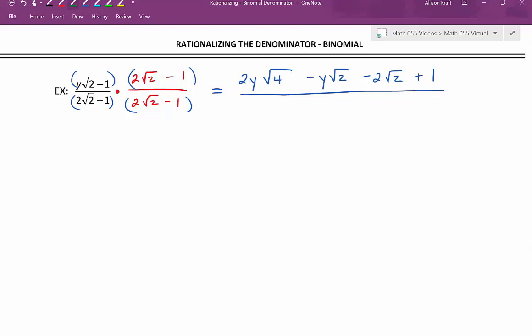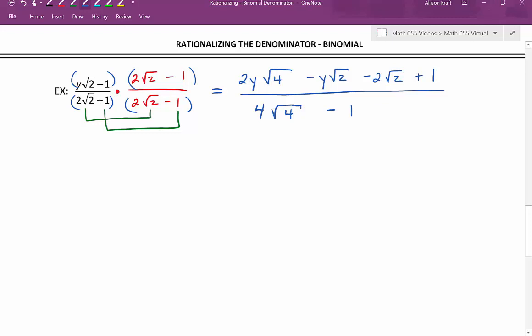In the denominator, we are multiplying conjugates together, and we know the middle terms are going to fall out, so we can multiply just the first and just the last together. 2 square root of 2 times 2 square root of 2, it's 4 square root of 4, and a positive 1 times negative 1, minus 1.